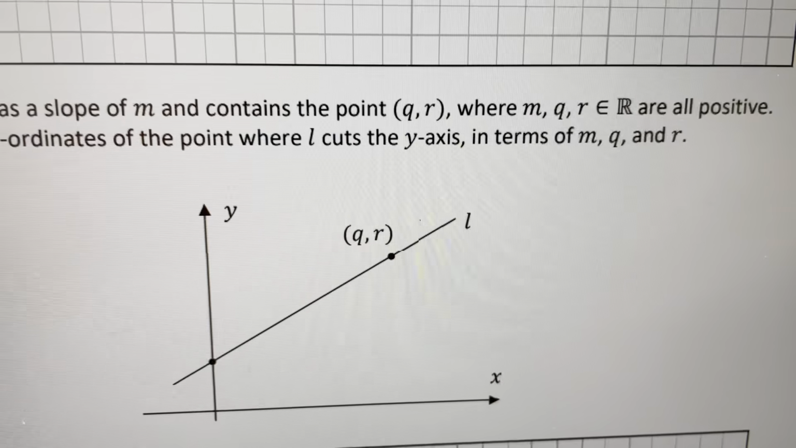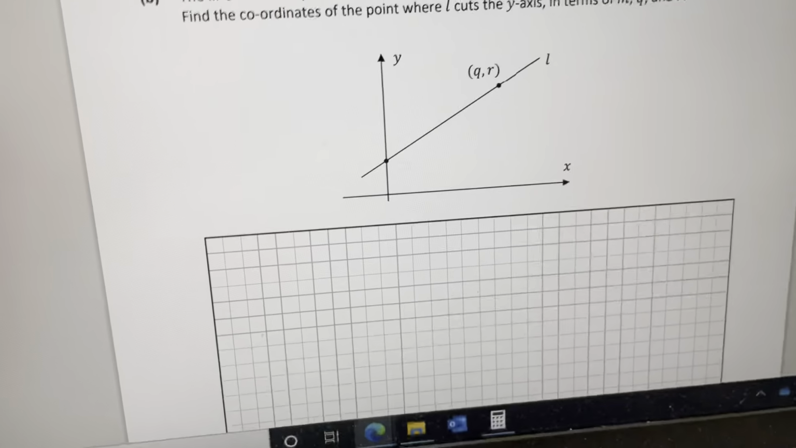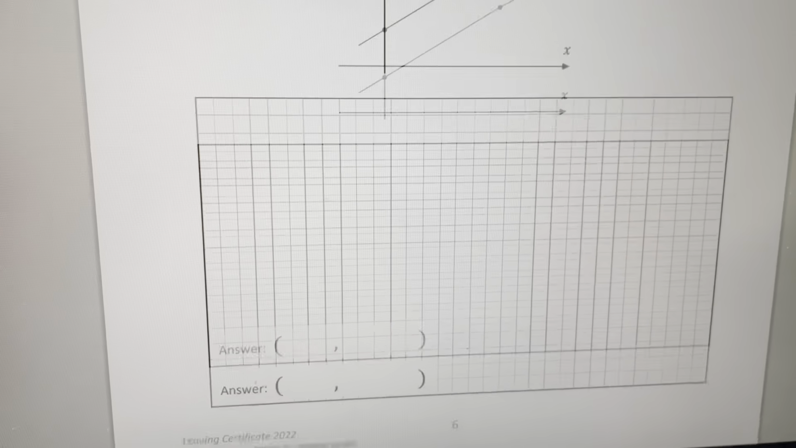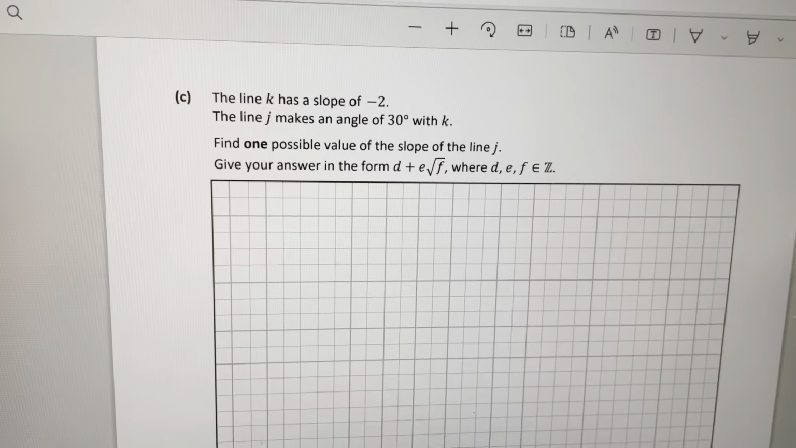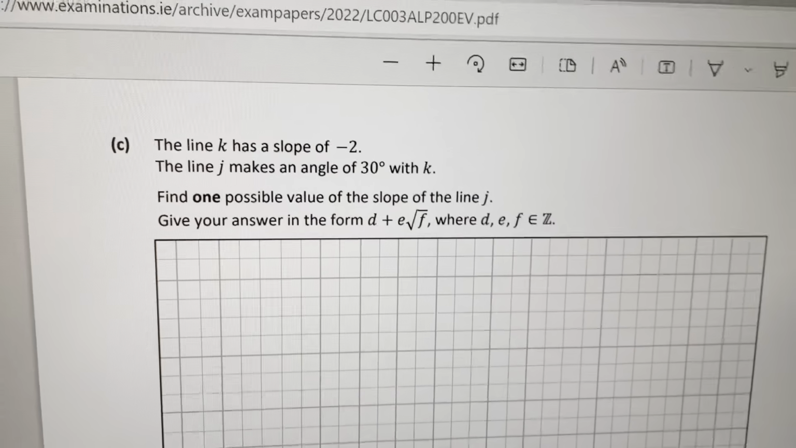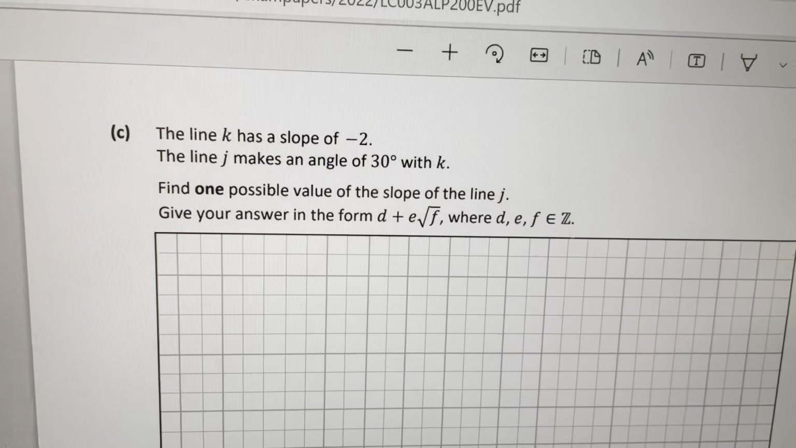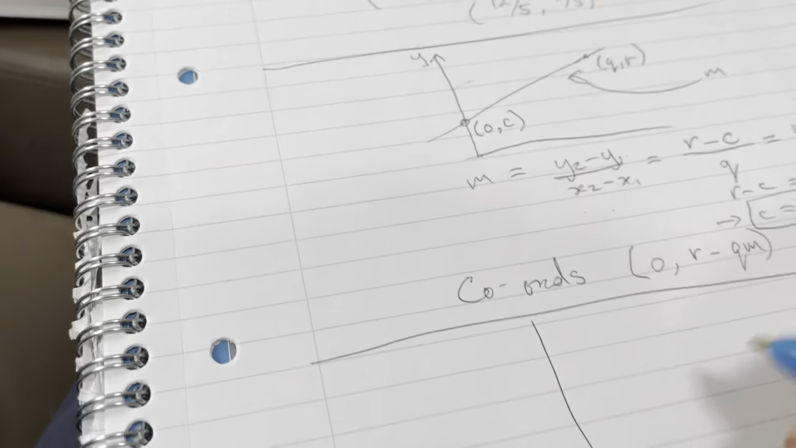Now is that in terms of everything we're asked for? In terms of m, q and r? Yes, grand. Okay, so far that's been handy enough. It's been pretty kind. Okay, line K. Let's just see, that's the last part. It is a short question, but it seems quite short so far. Line K has a slope of -2. Okay, so what does that look like?